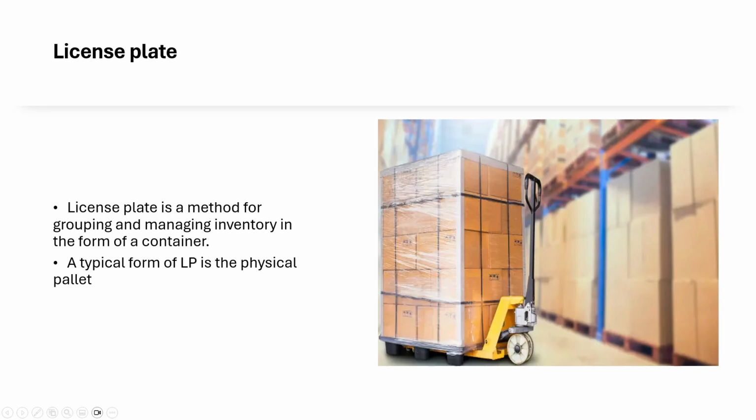The next term is license plate. License plate is a grouping for an item or a mix of items. This picture is an example for a license plate. A typical form of license plate is a physical pallet.